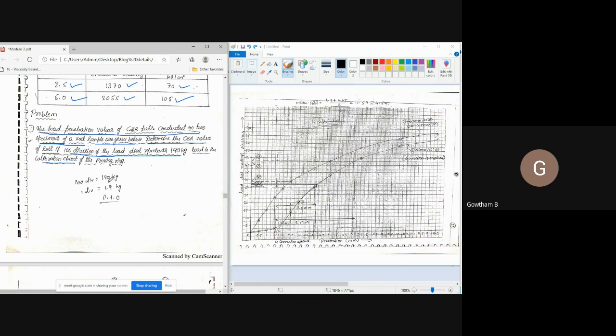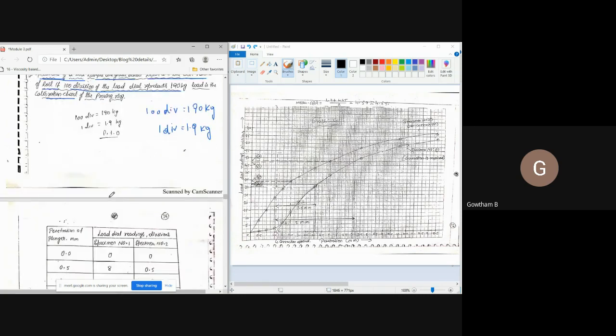He has just given the calibration chart readings and is saying that the scale will be 100 divisions represent 190 kg. Therefore, obviously, one division represents 1.9 kg. It is just a scale conversion. Now let us see the data.